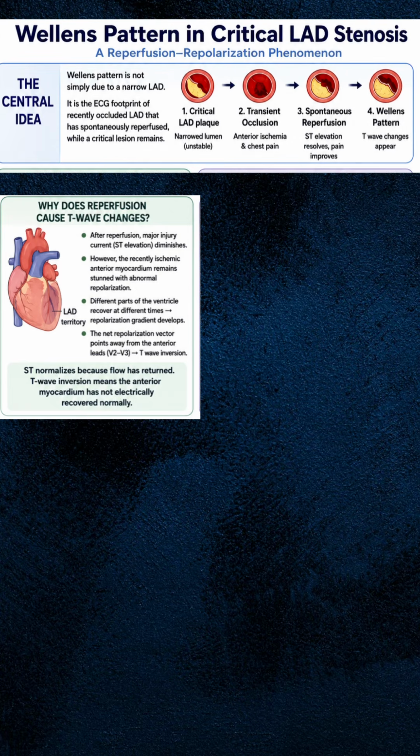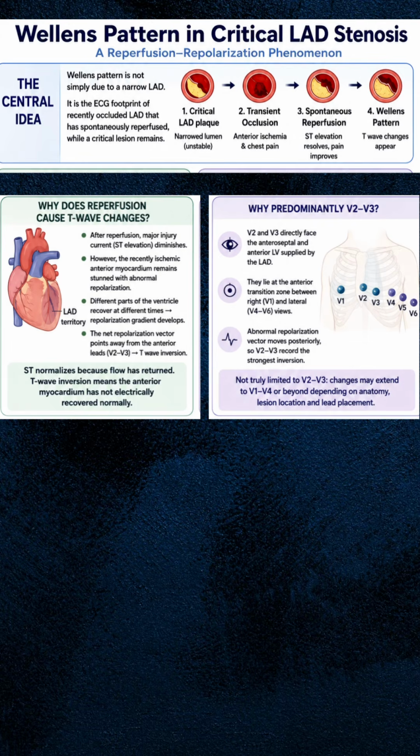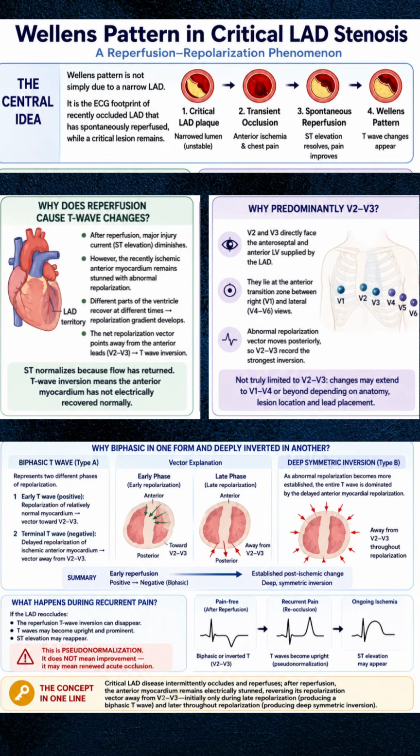So after this spontaneous reperfusion, different parts of the ventricle will recover at different times, producing a repolarization gradient. This vector points away from the anterior leads, leading to T wave inversion. So these vectors are represented by the V2 and V3 leads primarily because they directly face the anteroseptal and the anterior left ventricular portion, which is supplied by the left anterior descending artery.